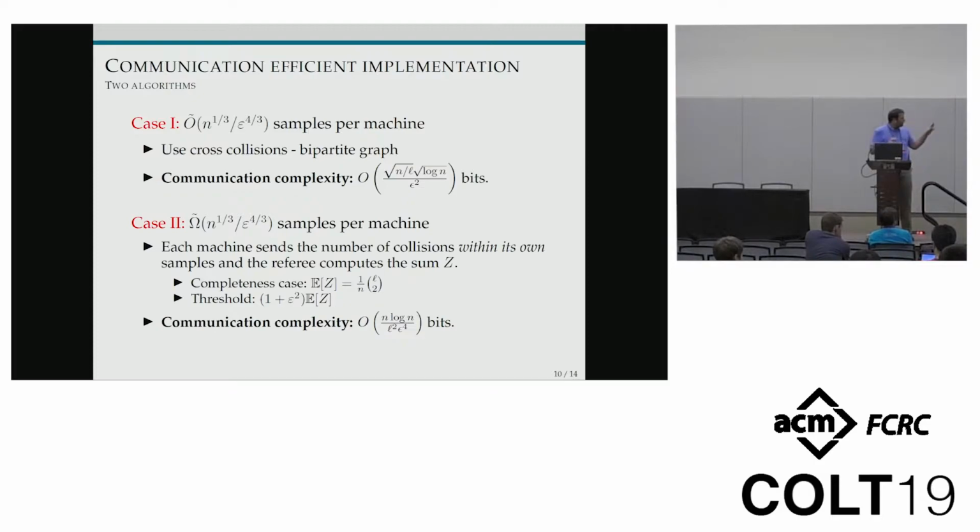And what does the algorithm look like? I will very quickly say that. So remember the example we have. The classical algorithm is the complete graph. Our communication efficient algorithm is a bipartite graph. This algorithm looks like a union of complete graphs, essentially, because each machine will internally compute its collisions, and the referee just sums them up.